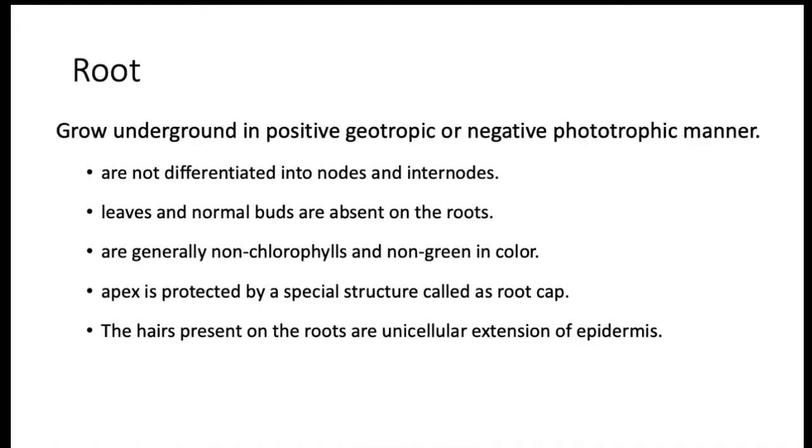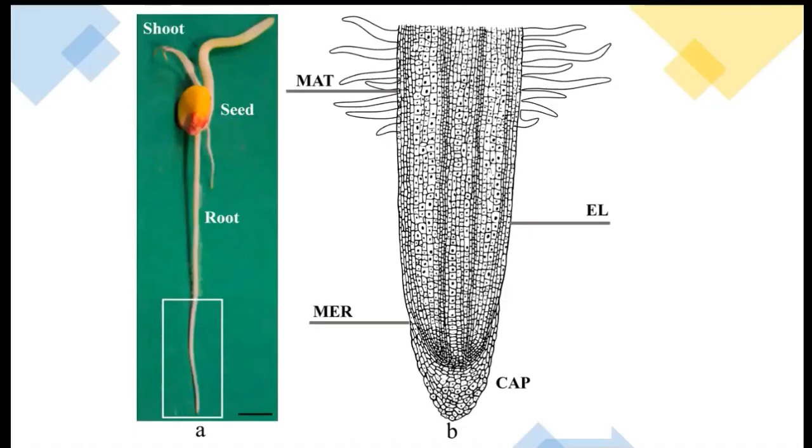This is the intricate part of a cell. So a root hair is always unicellular and is the extension of one epidermis cell. One root hair always arises from one epidermis cell. So let's see, in this slide we have a description of the root.